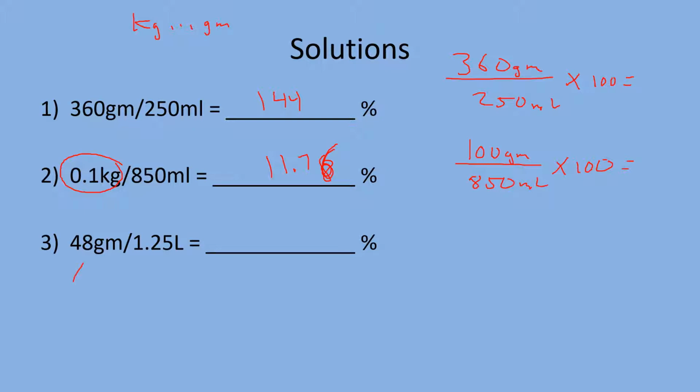Oh, here we gave grams. I like the grams. But now the liters we have to change to mLs. So liters dot mLs, 3 spaces to the right. So that's going to be 1250 mLs. And then times 100 to get to percentage.